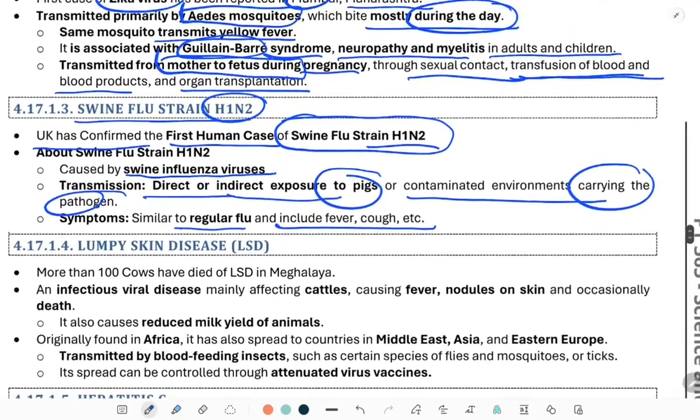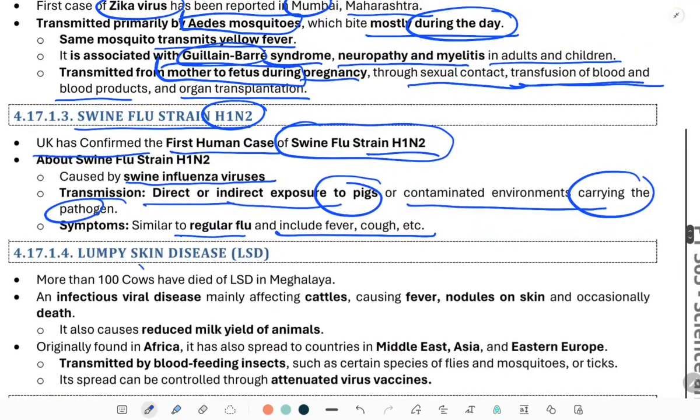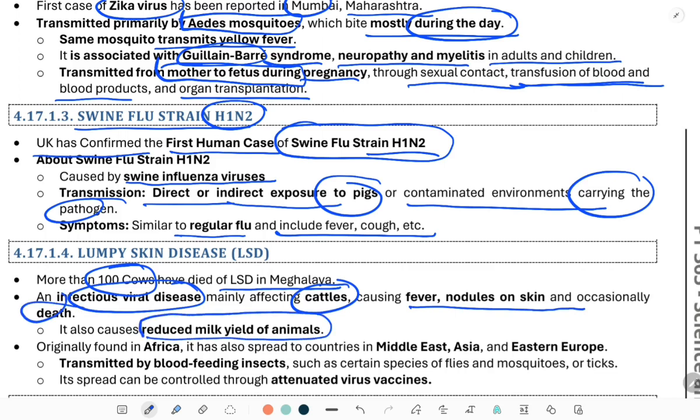Next, lumpy skin disease. More than 100 cows have died of lumpy skin disease in Meghalaya. It is an infectious viral disease mainly affecting cattle. It causes fever, nodules on the skin, and occasionally death. It also causes reduced milk yield in animals.